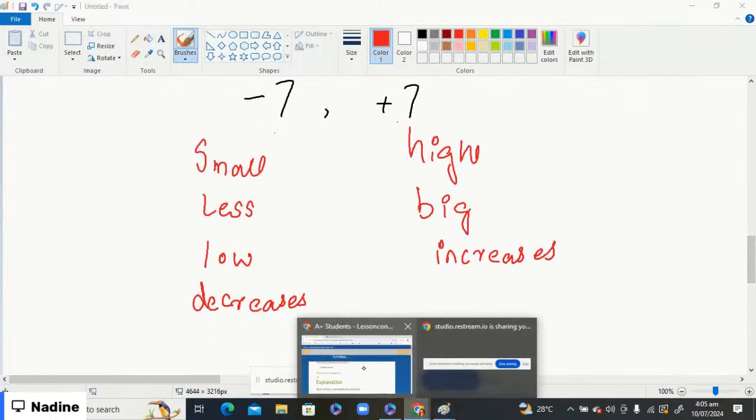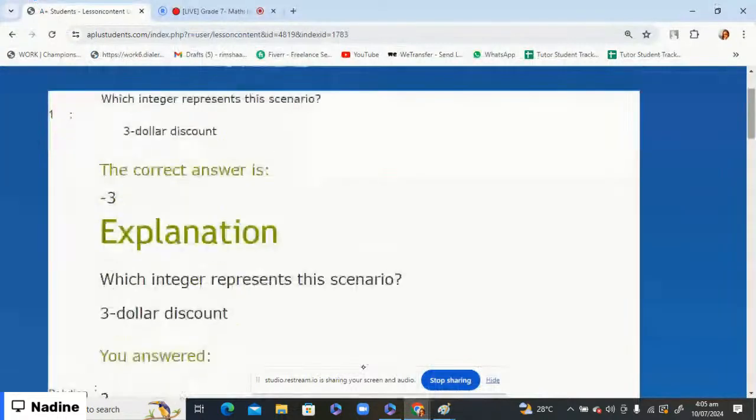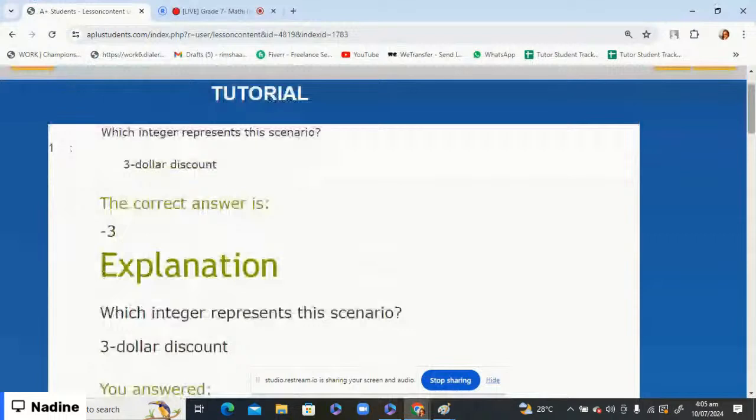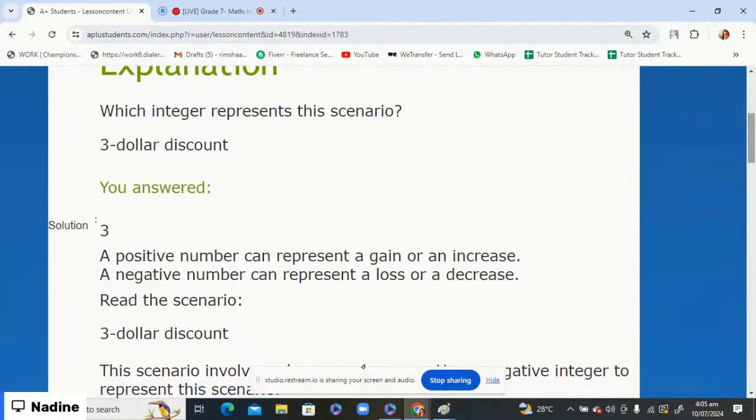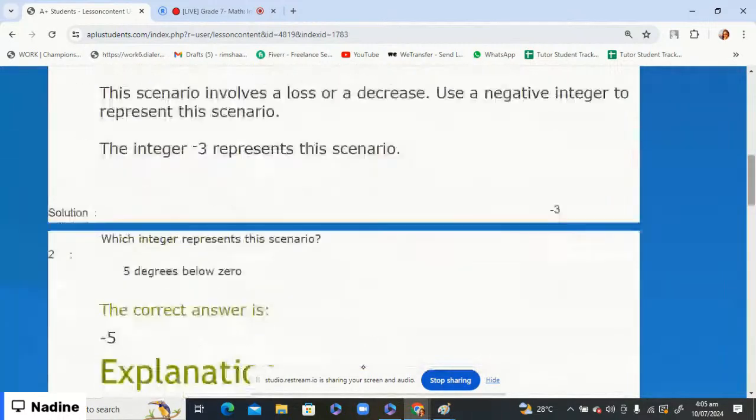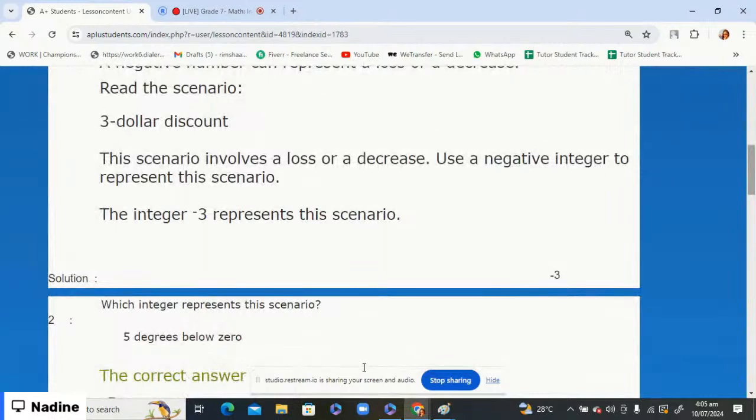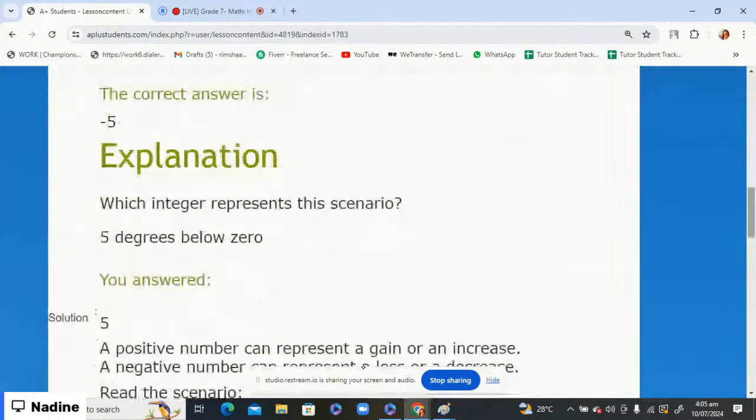Now let's discuss some questions. Look at the first question. They are asking which integer represents the scenario. A $3 discount. Here is how much the discount? There is a $3 discount. It means the thing in the form of discount is a less thing, so we are going to use the negative integer. 5 degrees below zero means something is below, something low. So we also put the negative, negative 5, with it.